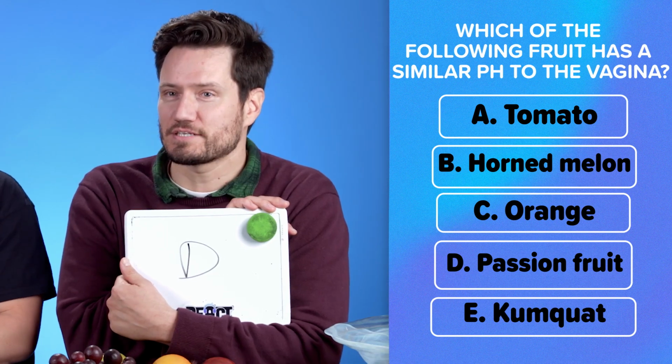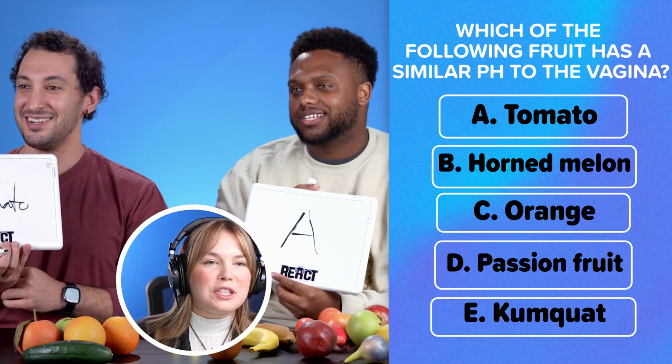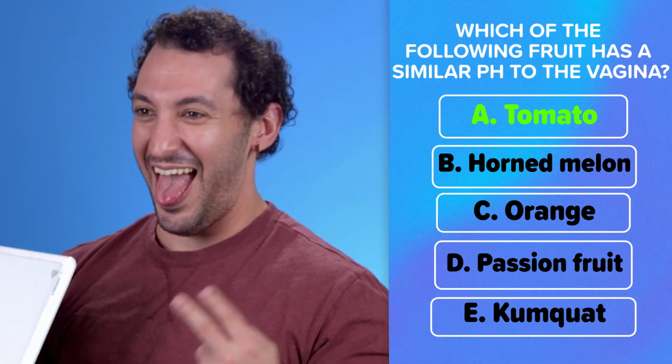Kumquat. I got D, passion fruit. Orange. You both put C, tomato. I'm going orange. You both put tomato. You're both correct! Let's go! Let's jump right into the next question, shall we?